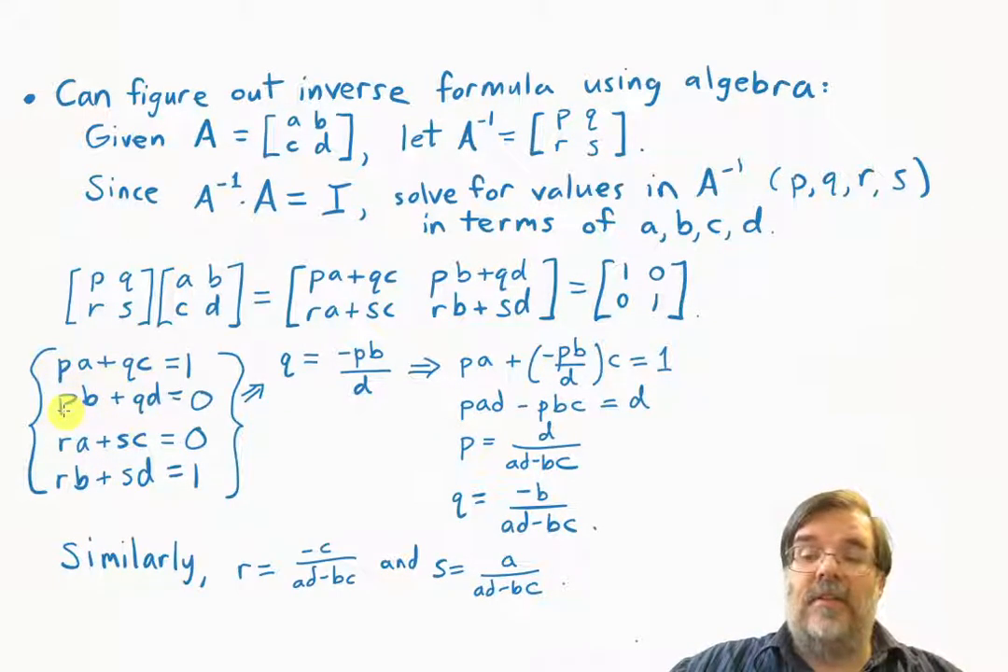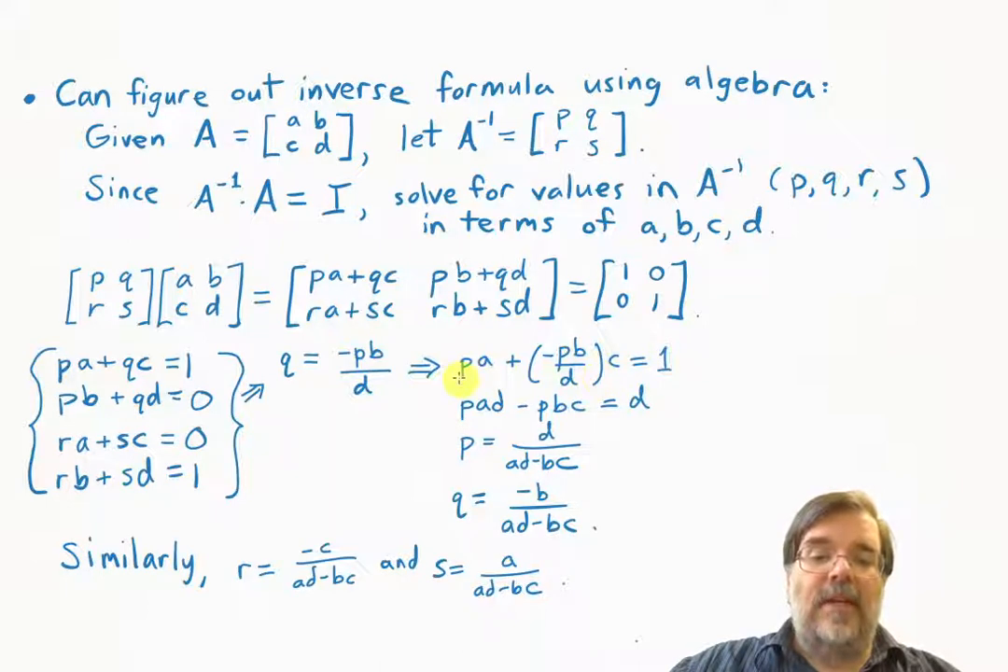In fact, to solve this, I'd start with the second equation and solve it for Q. Right? Move P times B to the other side. So we'd have QD equals negative PB. Then to solve for Q, divide by D. That tells us what Q is. Once we've solved for Q using that second equation, we could plug it into the first equation. Right? So we'd have P times A plus this expression for Q times C equals 1.